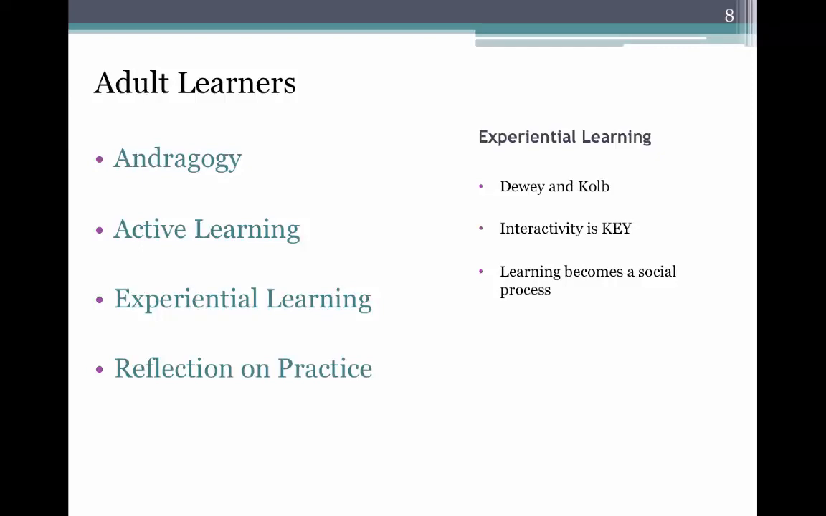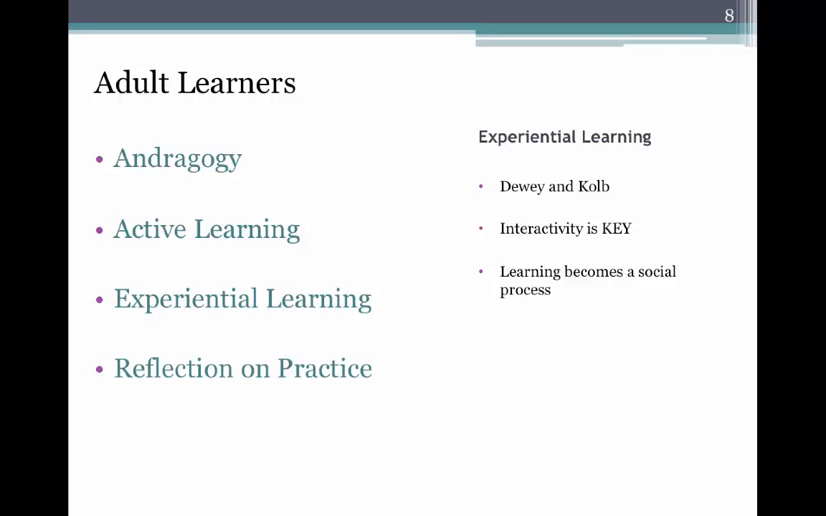Experiential learning is a hallmark of adult learning. John Dewey and Kolb spoke to this. Learners need to be active. This doesn't necessarily mean physical actions, but educational strategies must engage and require students to interact with the material. Learners need to experience what they are learning versus passively attempting to retain information.